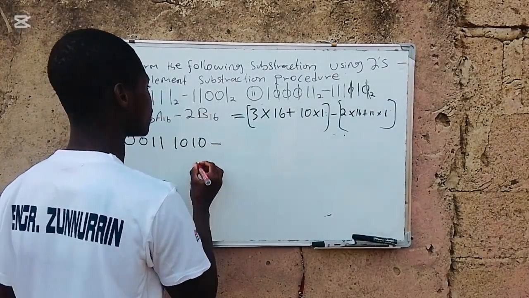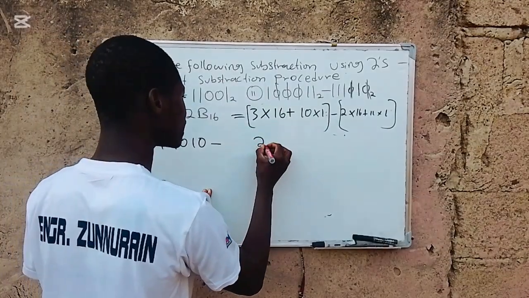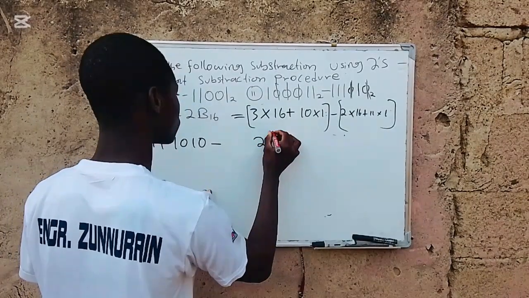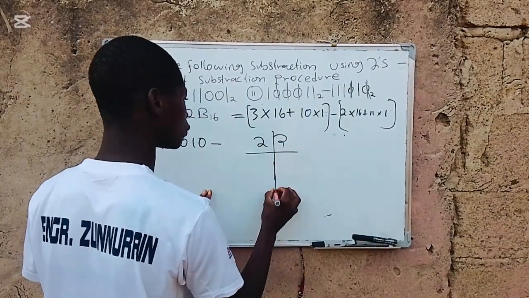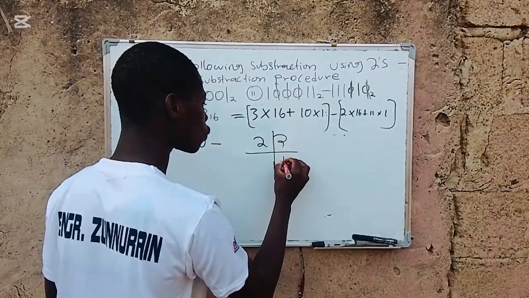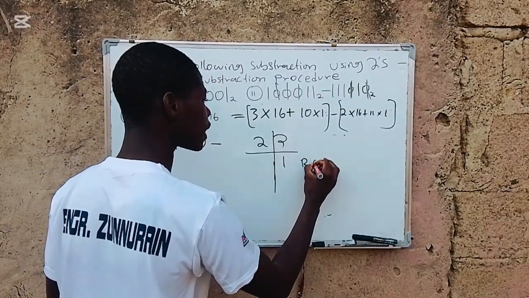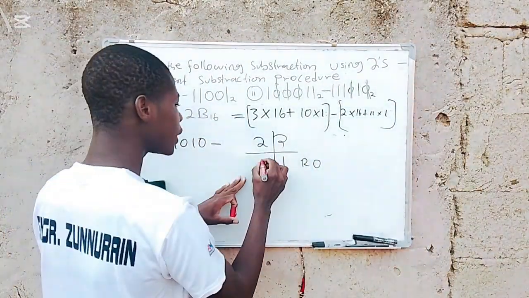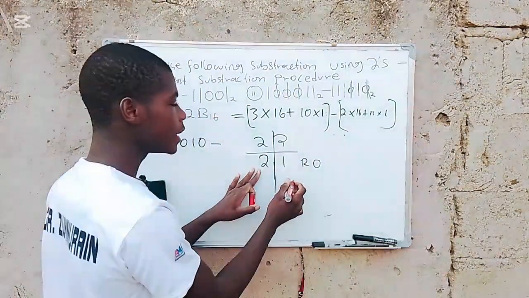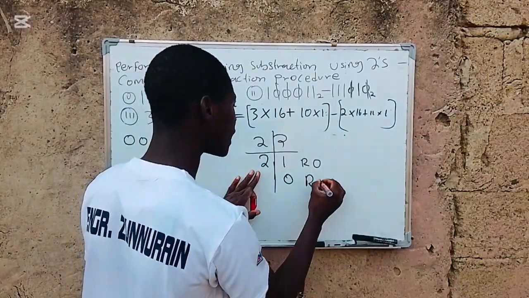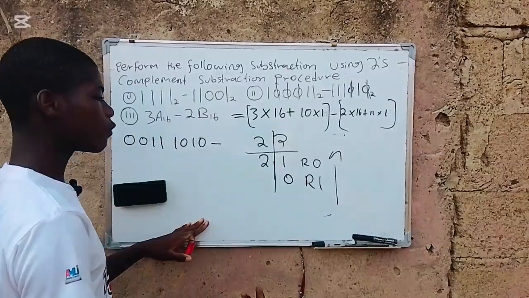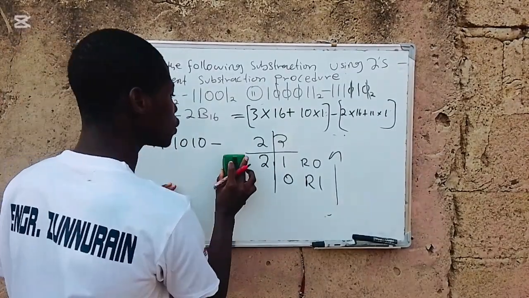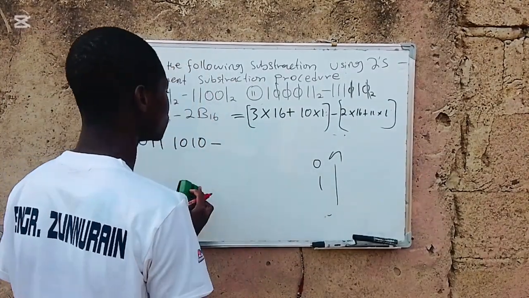So therefore I will say minus 2. If I say 2 into 2, which is 1 with the remainder of 0. And 2 into 1, it will give me 0 with the remainder of 1. So therefore I have 1 0. So this 1 0 that I have is the same thing.